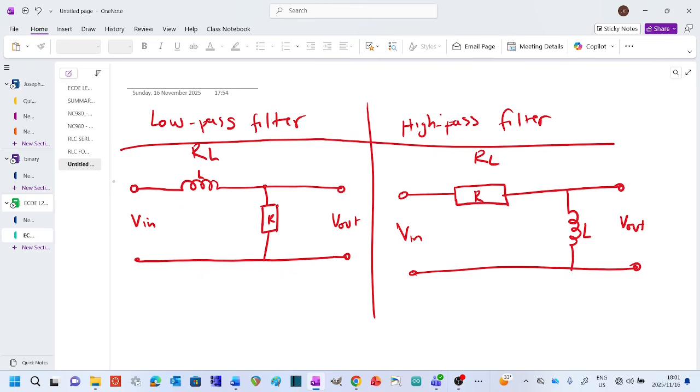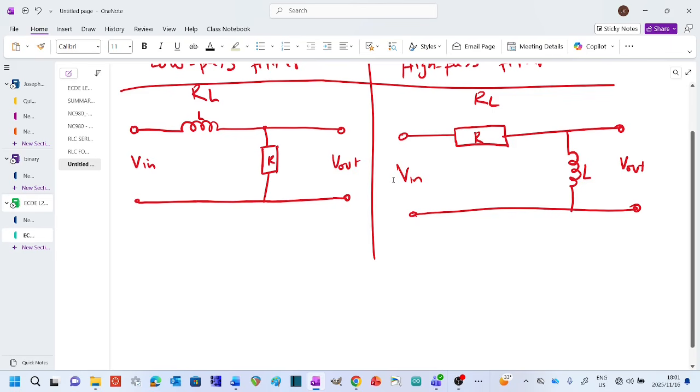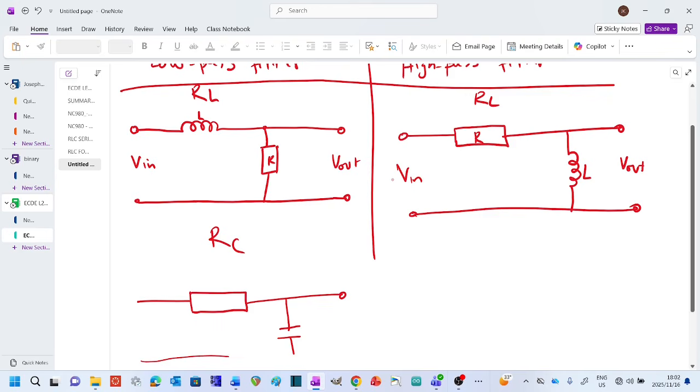But what if they ask the same question for RC? If they ask you a low pass for RC, it should be easier, because RC is just the opposite. Where the inductor was used, you don't use the inductor, you use the resistor. So for a low pass RC, you start with the resistor, and then the output is connected across the capacitor. That's a low pass RC there. So V in and then V out.